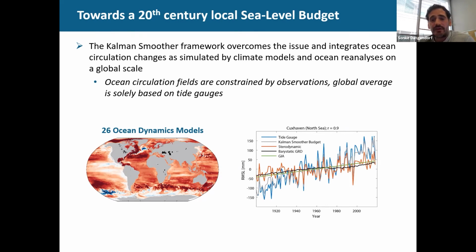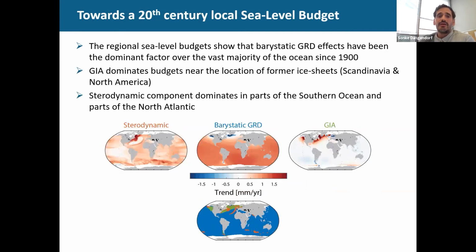In black, we can also see the barystatic GRD effects, so the spatial fingerprints, and in green, the glacial isostatic adjustment signal, which are all estimated within the Kalman Smoother at the same time. Now that I have explained that that's possible, the cool thing is that with the Kalman Smoother, we now get the budget at every place around the world. These individual budget components are shown in this plot on the bottom of the slide.